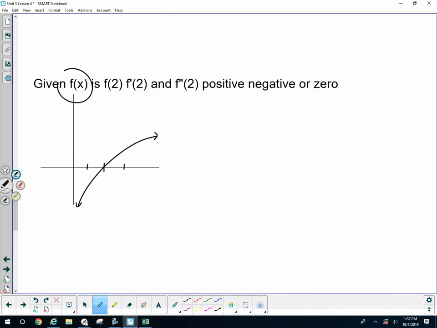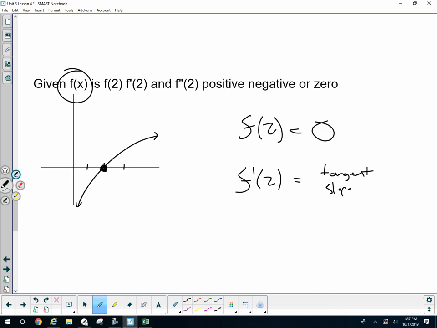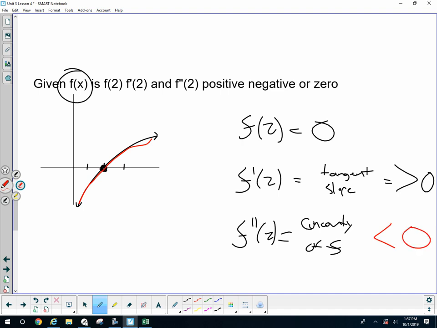Final question. This is the graph of f. F of 2, f prime of 2, and f double prime of 2. Compare them. Well, f of 2, I can see is the point at 2. It's 0. F prime of 2 is the tangent slope to f at 2. I can see that's positive. F double prime of 2, I can think of as the concavity of f. Since the function is concave down, the concavity of f at 2 is negative.